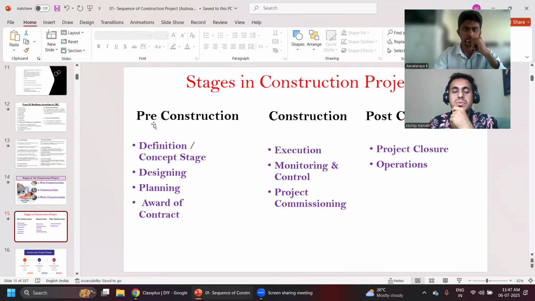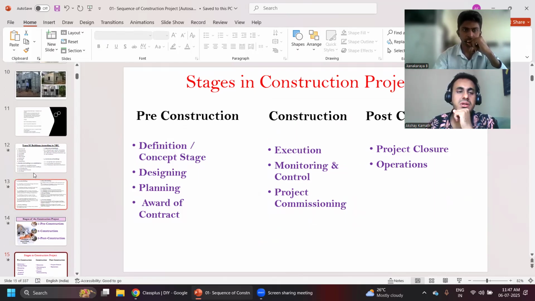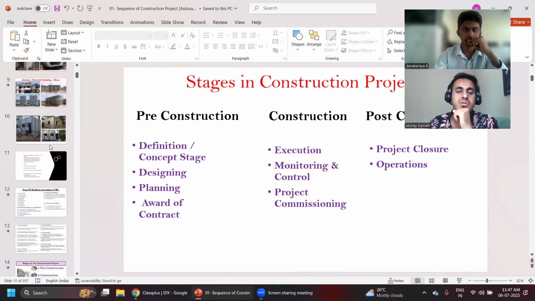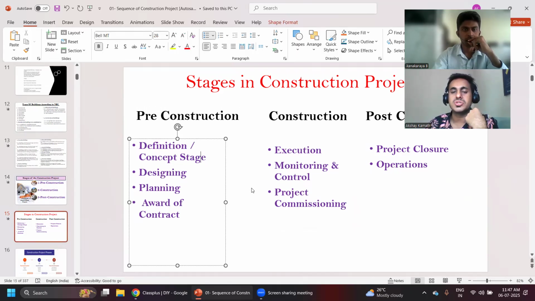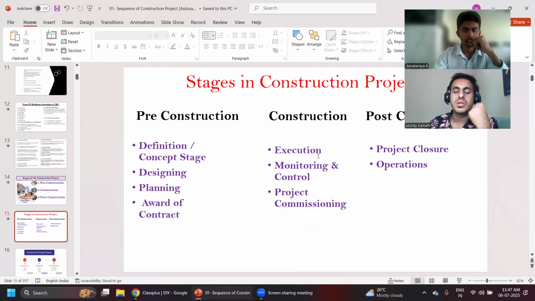See, what you're telling is correct, but that will come in the entire sequence of construction. I'm asking you about pre-construction. Architecture plans will be prepared, structure plans will be prepared, then estimation, planning, then we will award the contract. Okay. So these things come in pre-construction. Fine. So in construction, what all things will you do? Construction stage.